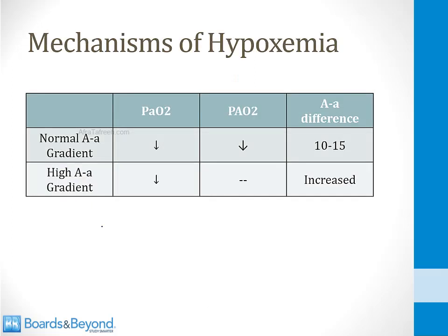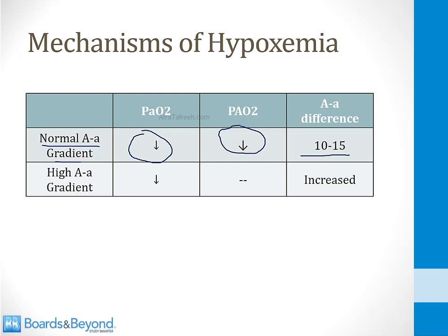And here's another table summarizing the mechanisms of hypoxemia and showing you the changes that occur in the arterial oxygen content and the alveolar oxygen content. This table is super high yield for step 1. Many questions derive from this. So patients with hypoxemia and a normal AA gradient are hypoxemic, so their P-little-a-O2 is decreased, but their alveolar O2 is also decreased. And because both are decreased, the AA difference is going to be normal at 10 to 15.